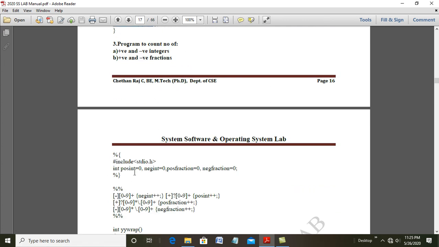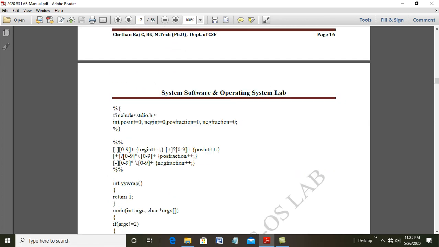Same as before, we will be declaring the 4 variables in the declaration section. Then we need to specify the rule section. Very importantly, what is the rule? A negative integer we can call a negative, and a positive integer we can call a positive integer. Then for fractions, a pattern like 0.00 something, plus 0.5, minus 0.7, some number representations you will be giving as the rule section.